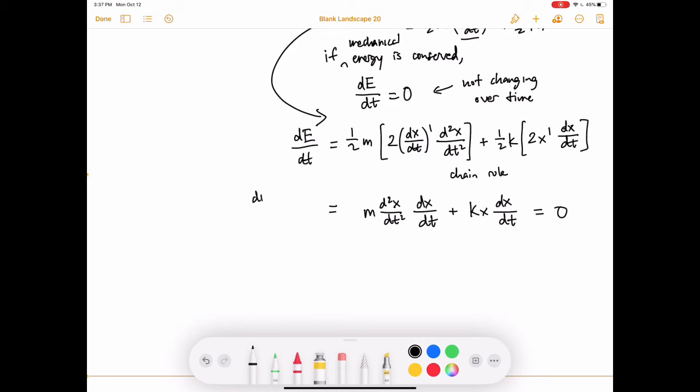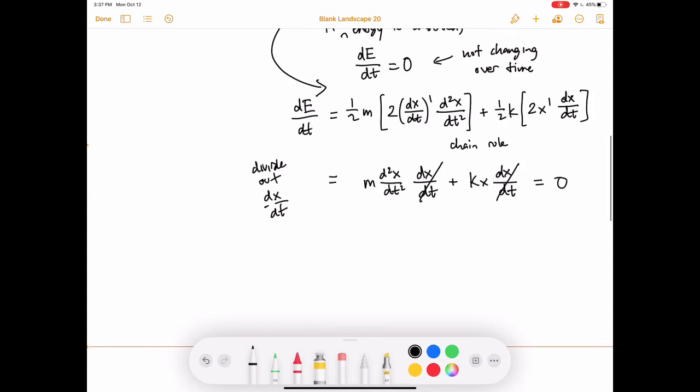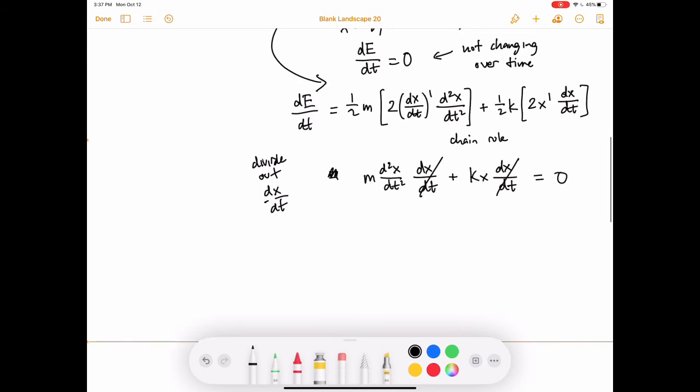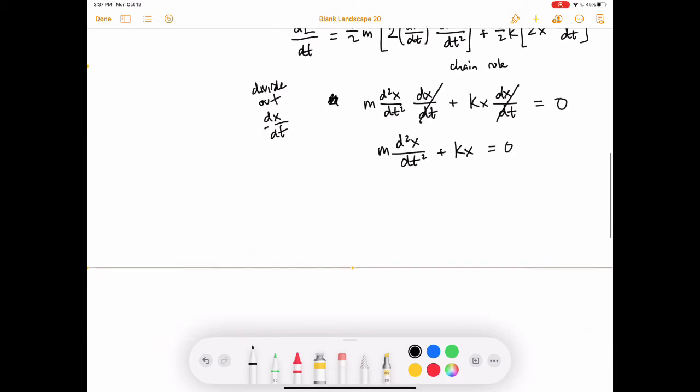So what if I divide out dx/dt? Basically, I just get rid of it here and here. I still have 0 on the right-hand side. And so we're left with m times the second derivative of x with respect to time plus k times x equals 0. Now, hopefully this is starting to look familiar.